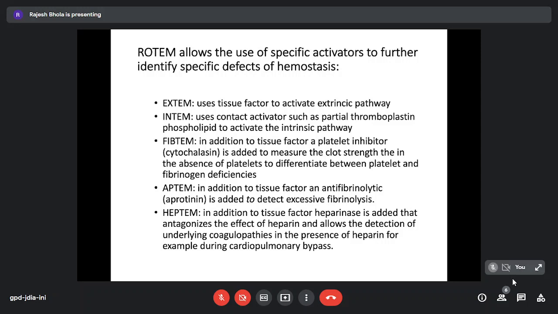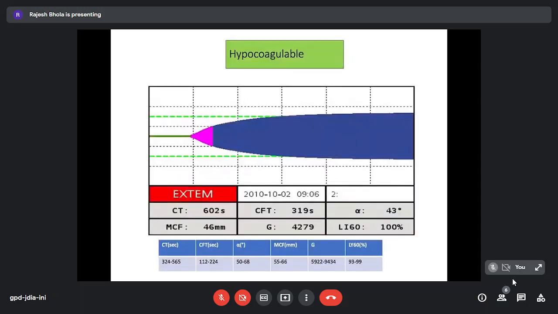Another modality is APTEM, where in addition to the tissue factor, an antifibrinolytic, aprotinin, is added, which detects excessive fibrinolysis. HEPTEM similarly nullifies the impact of heparin. Coming to the interpretation, the clotting time is the start of the clot, so it indicates coagulation factor deficiency. Whenever the clotting time is prolonged, the coagulation factors are reduced or deficient.